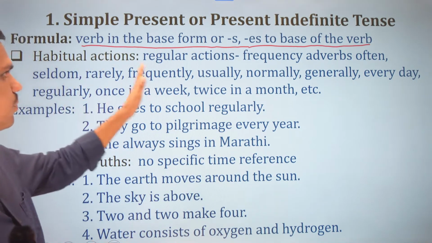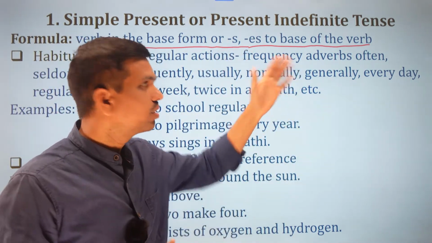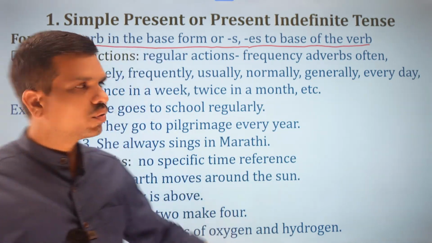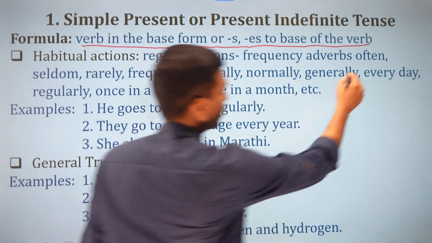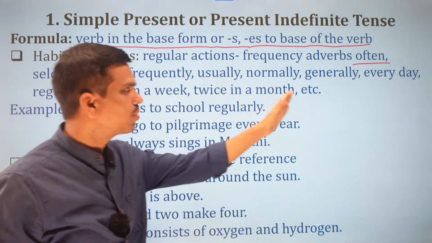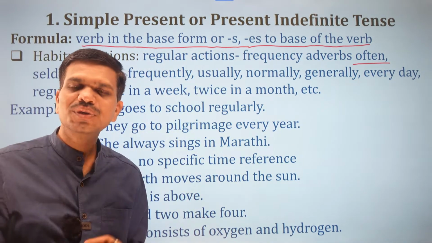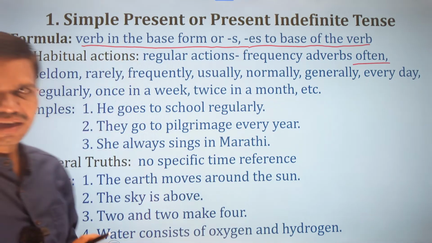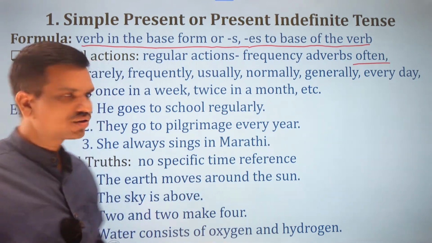Very first, here we have habitual actions. For example, regular actions or frequency adverbs are used in the simple present. If you want to recognize the simple present tense, then we have to think about these frequency adverbs. Now, which frequency adverbs are used? Here you see often, then seldom, rarely, frequently, usually, normally, generally, every day, regularly, once in a week, twice in a month. These frequency adverbs are used in the simple present tense. So keep in mind that it shows habitual actions, used when you want to convey some habitual actions.